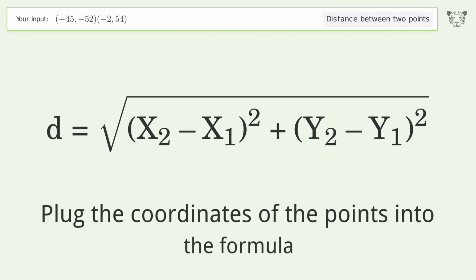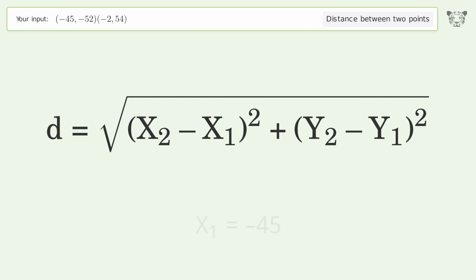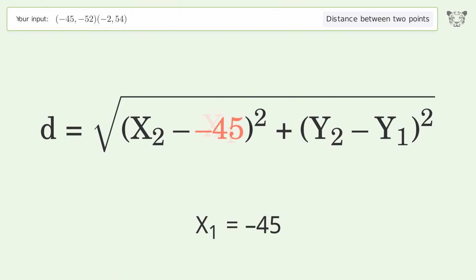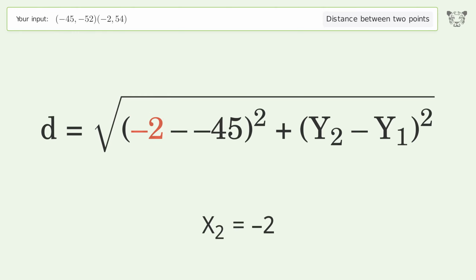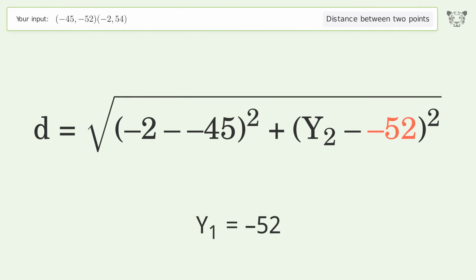Plug the coordinates of the points into the formula. x1 equals negative 45. x2 equals negative 2. y1 equals negative 52. y2 equals 54.